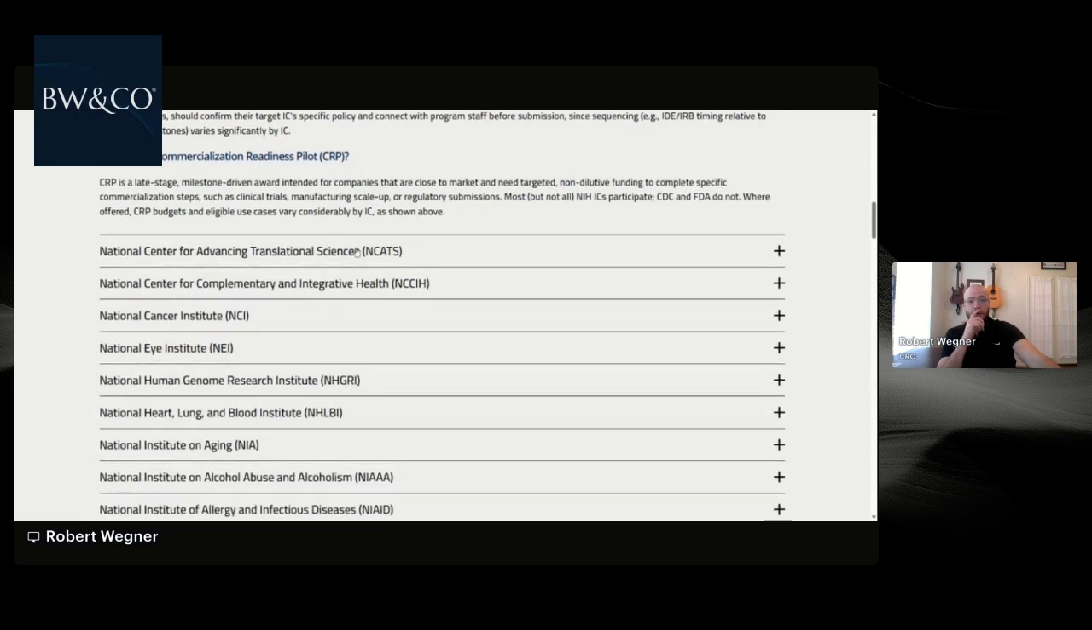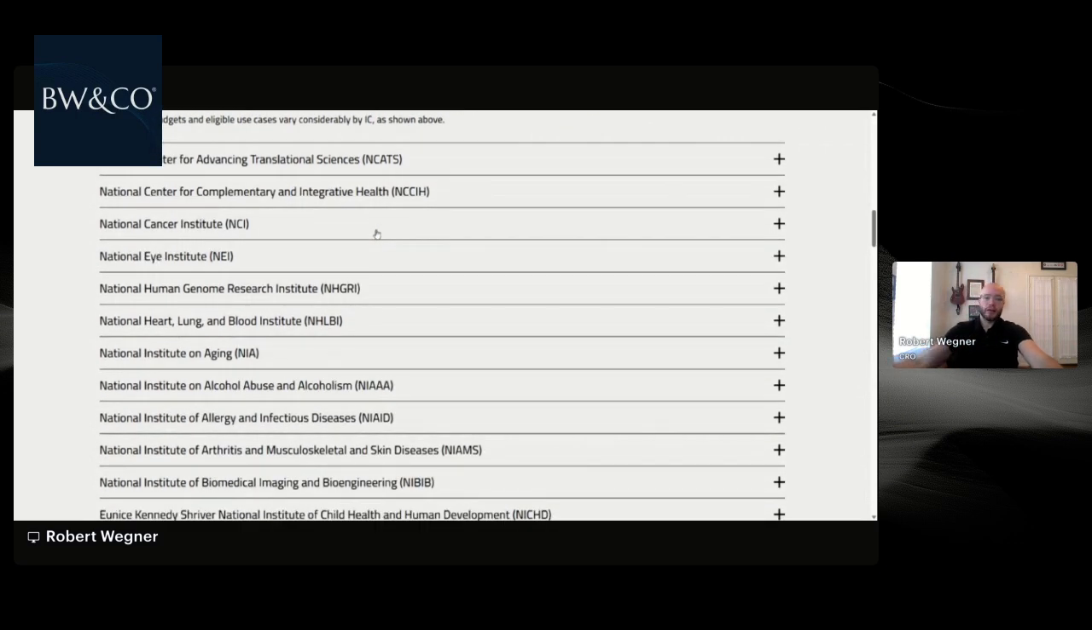Okay, and then I'll do some high-level overviews of these institutes and centers just to kind of show you what they're interested in. At the end of the day, you want to find the group that you have the most alignment with to have conversations with the program officers there to figure out how best to apply for that mechanism. Okay, so we'll start with the NCATS program.